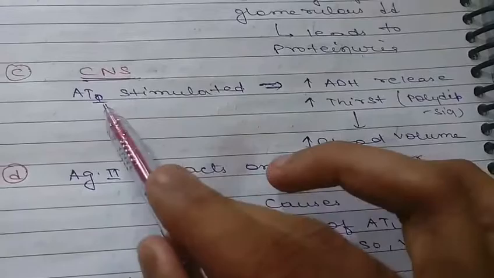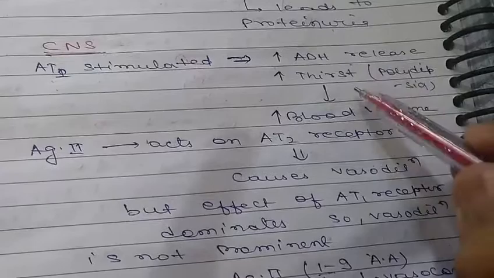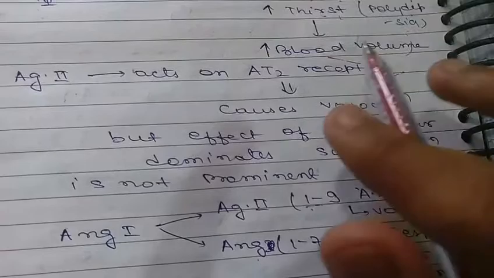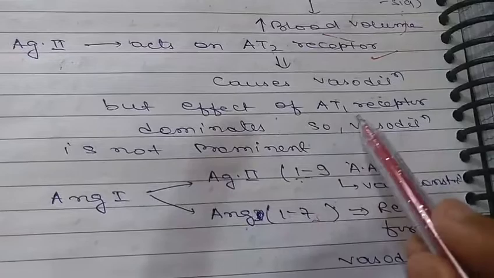Now we will discuss the CNS. So the CNS also has AT1 receptors. Okay, when AT1 is stimulated, then it will increase ADH release and thirst. Okay, that is called polydipsia. And these two stimuli will increase your blood volume, increasing blood pressure. Now angiotensin 2 also acts on AT2 receptor. We have discussed that there are two types of receptor, AT1 and AT2. So when it acts on AT2 receptor, then it causes vasodilation. But the effect of AT1 receptor dominates, so vasodilation is not so prominent.